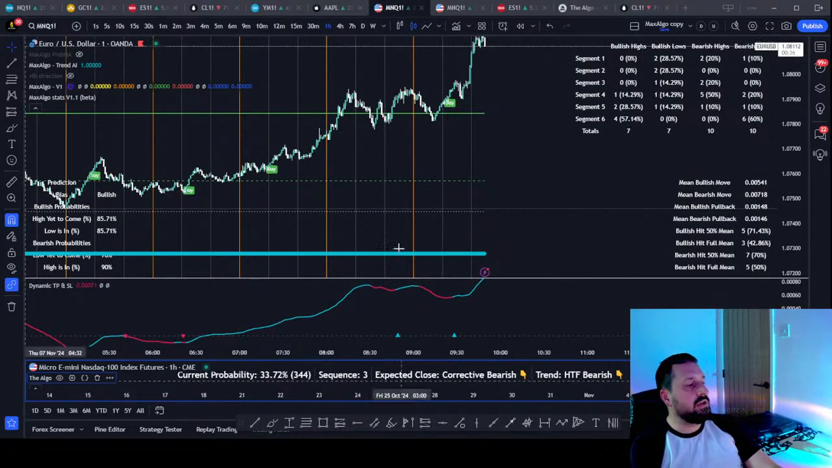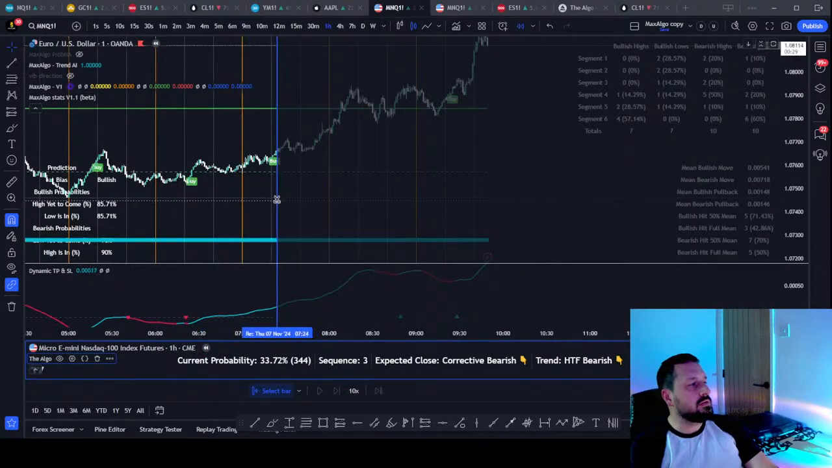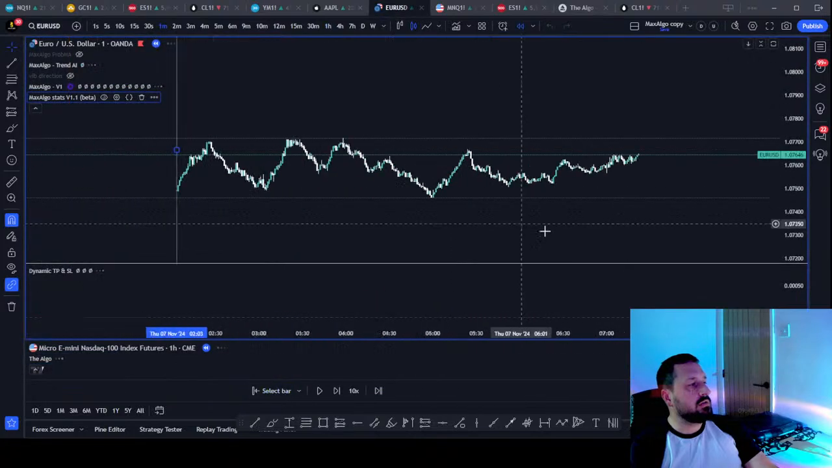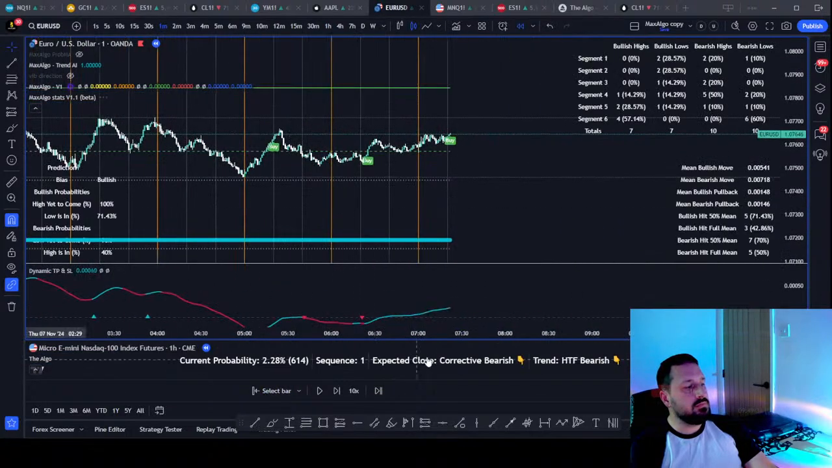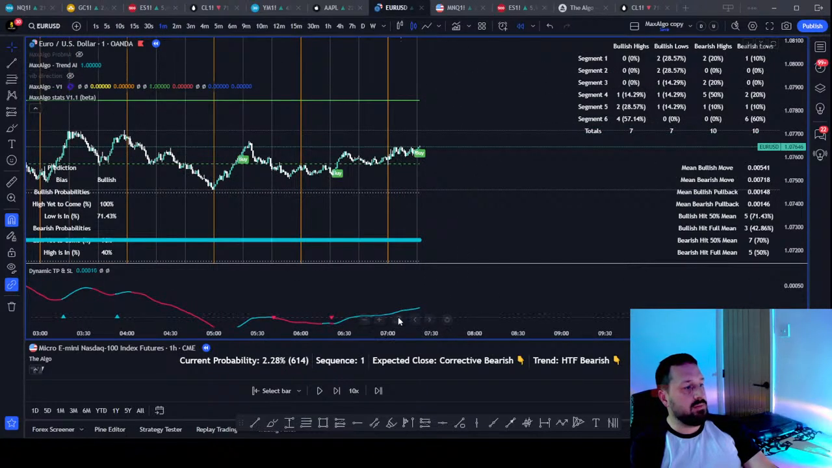So the 1 hour, let's have a look what the prediction was. See whether we would have traded it. So there. Yep, we had a corrective bearish, so we had a 97% probability we were expecting price to go up. We're blue, we're above. It's a lovely trade.